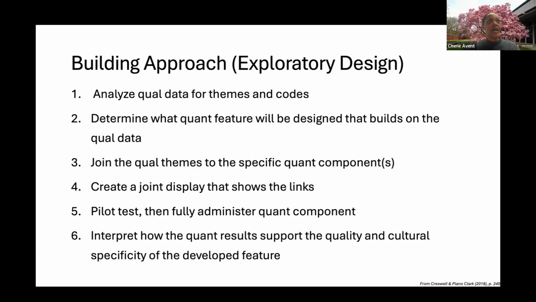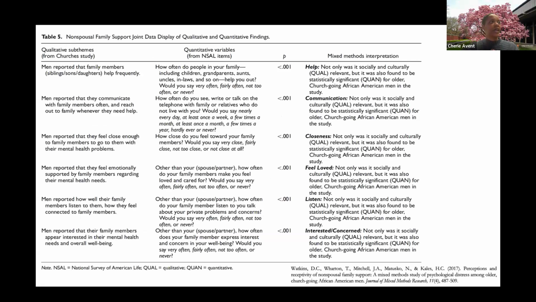And so I'm going to show an example of a joint display that was used to help in this building approach from an exploratory design type. This is from a study that was done with African American males on non-spousal family support. We will see in this far column what were some of the sub-themes that came out in the interviews they did with these African American males.